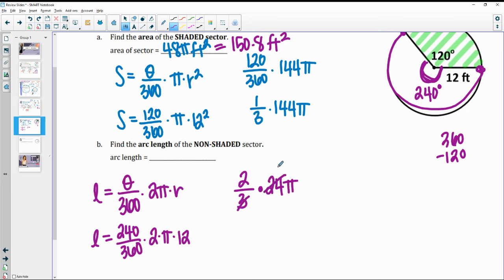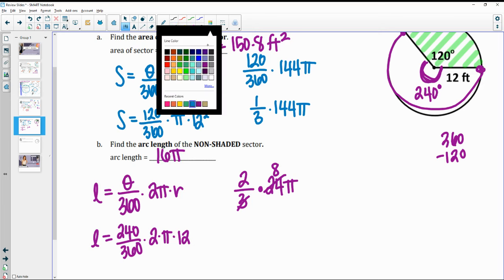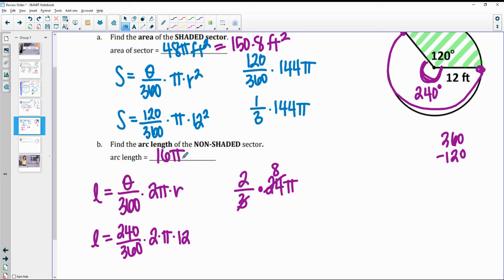24 divided by 3 is 8. 2 times 8 is 16. So our answer in terms of pi is 16 pi feet. Or you could have multiplied that all out in your calculator and gotten a decimal of approximately 50.26 feet.